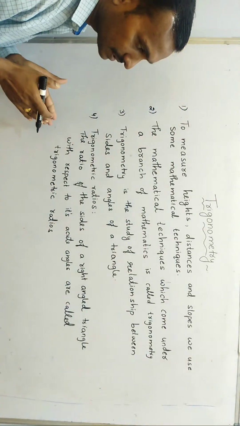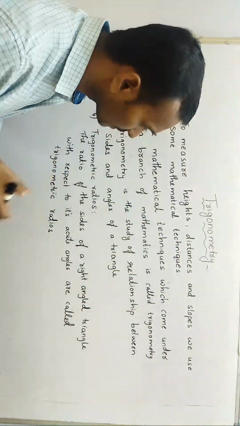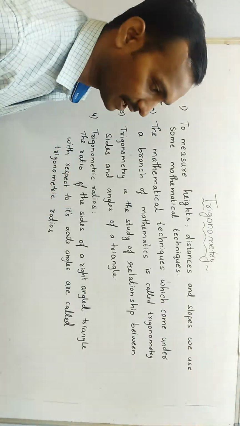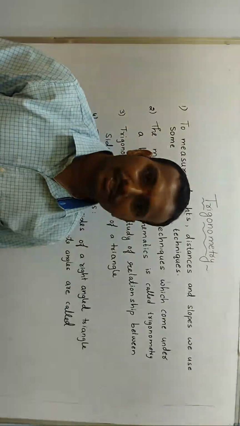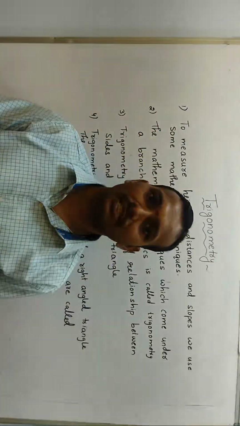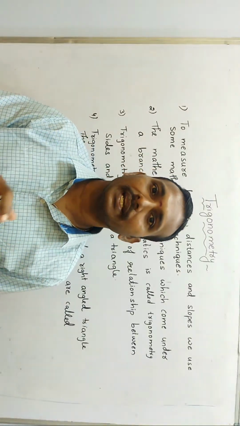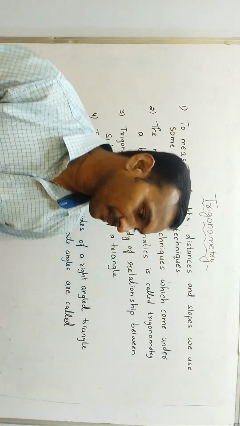Trigonometry is the study of the relationship between sides and angles of a triangle. In trigonometry, we deal with right angle triangles. We use only right angle triangles in trigonometry.